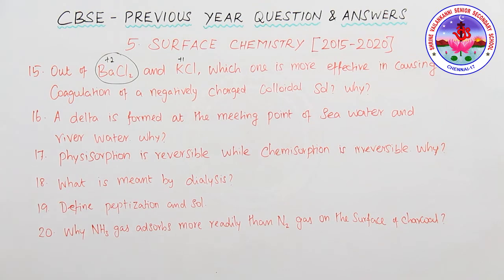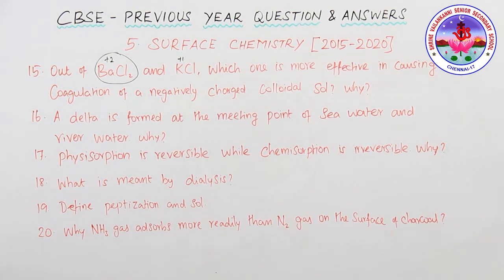Then the next question is: a delta is formed. Here a delta is formed at the meeting point of sea water and river water. You can see that at the meeting of the sea and the river water, a delta is formed. Usually the muddy river water is a colloidal solution which gets coagulated by the electrolytes present in the sea water. That is why the delta is formed, because the sea water contains many ions, sodium ion, potassium ion, chloride ion, so many ions are present. The clay in the muddy water reacts with the ions and gets coagulated, so the delta is formed because of the coagulation caused by the presence of electrolytes in the sea water. So this is the key point.